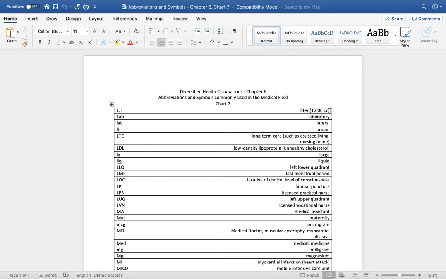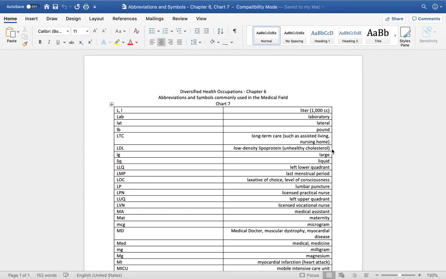LAT, this is lateral. Lateral is a directional term. It means side, like your arm is lateral to your chest. If something is unilateral, it is one-sided. Okay. LB, this is pound.